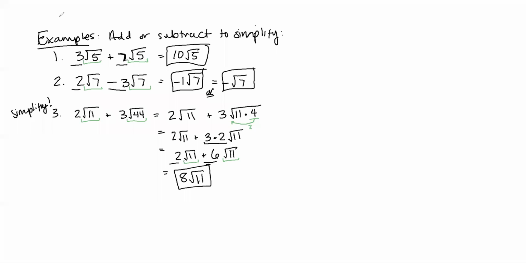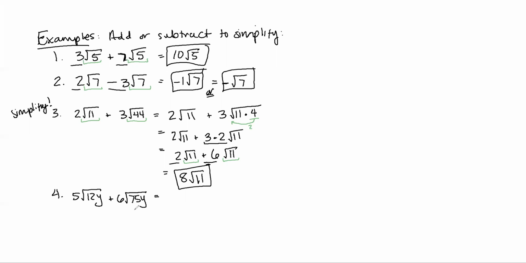So number 4, we're given 5 square root of 12y plus 6 square root of 75y. So first thing to identify here, we do not have like radicals. So we have a 12y and a 75y. We want to make those look the same if we can. You can't just magically make them look the same. We want to go ahead and simplify.